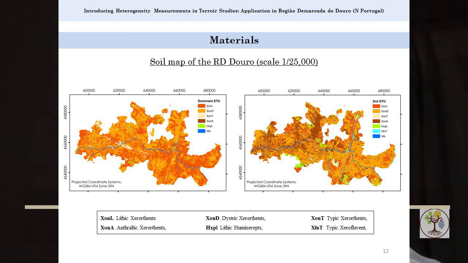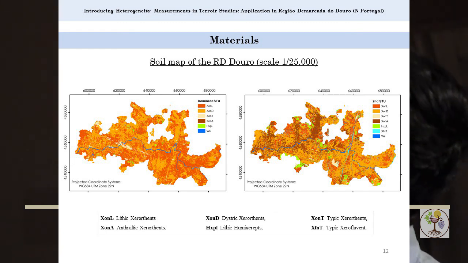So the spatial distribution of all these soils, we can see here the map of the dominant soil taxonomy unit, and here the map of the second soil taxonomy unit.